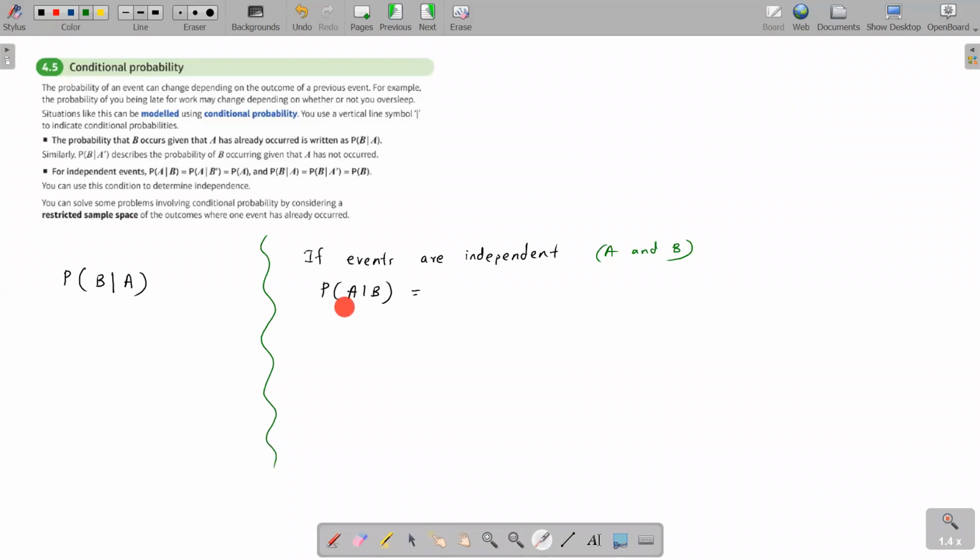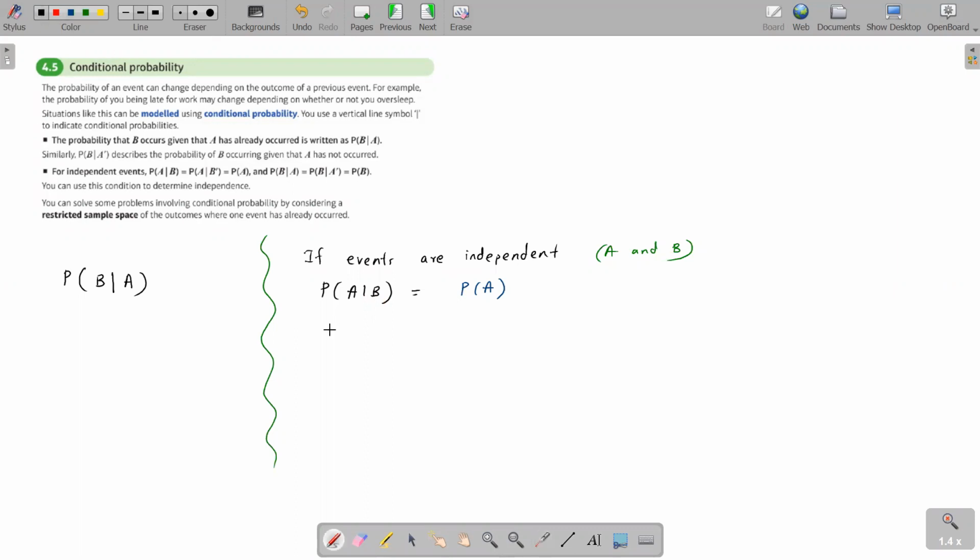If events are independent, the probability of A happening does not depend on B. Are you with me? Because of that, if the events are independent, the probability of A given B is simply equal to the probability of A, because A doesn't depend on B. Regardless of whether B happens or not, the probability of A happening is the same. It doesn't depend on B.